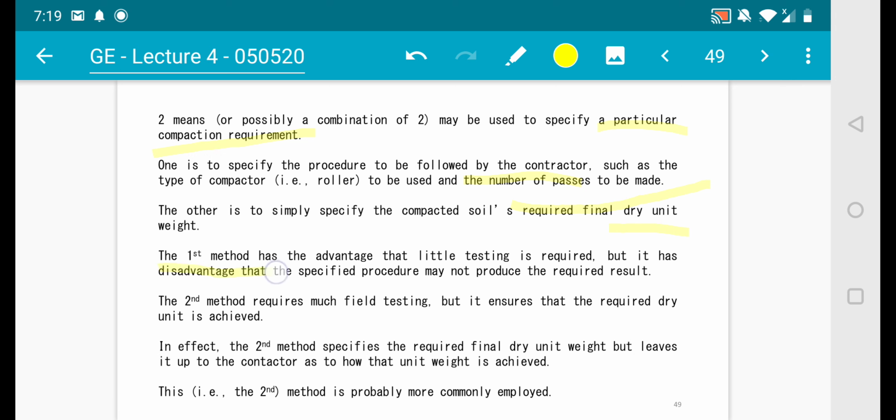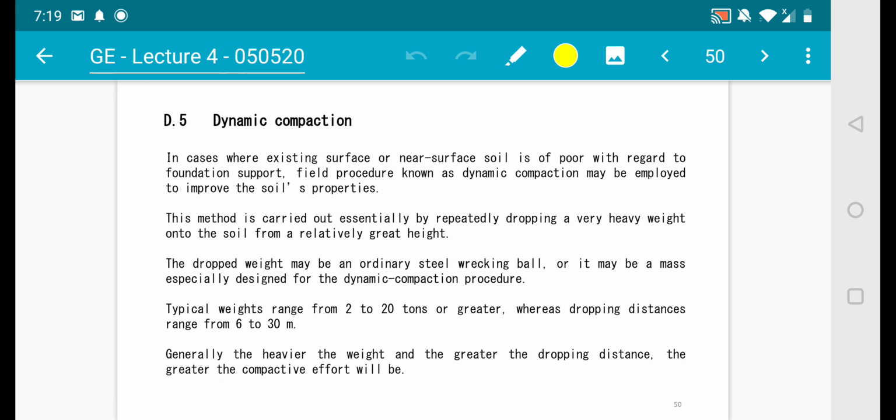The first method has the advantage that little testing is required, but it has the disadvantage that the specified procedure may not produce the required result. The second method requires much field testing, but it ensures that the required dry unit weight is achieved. In effect, the second method specifies the required final dry unit weight, but leaves it up to the contractor as to how the unit weight is achieved. Thus, the method is probably more commonly employed, method number two. Thank you.